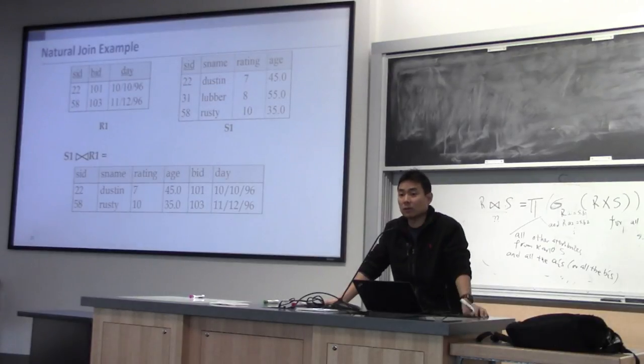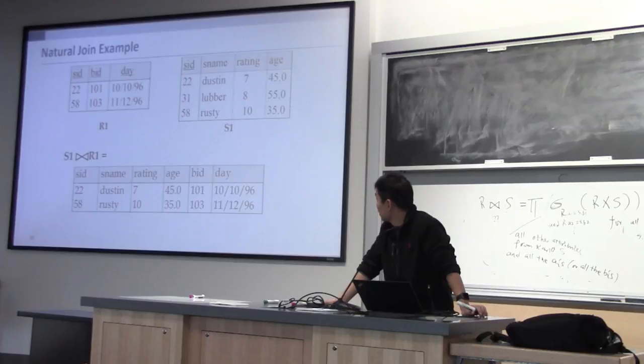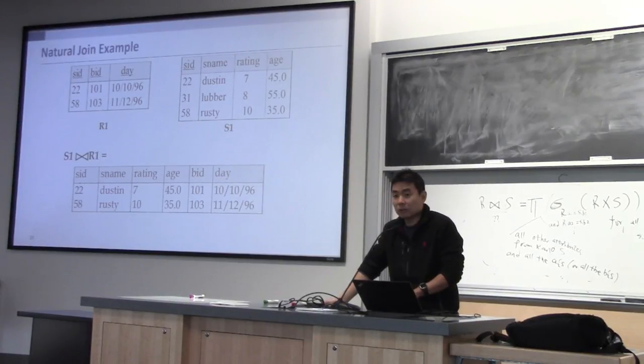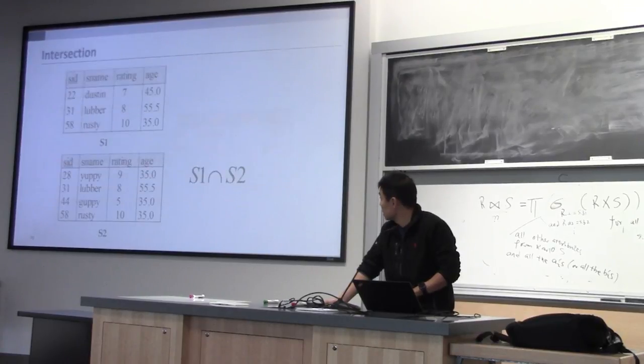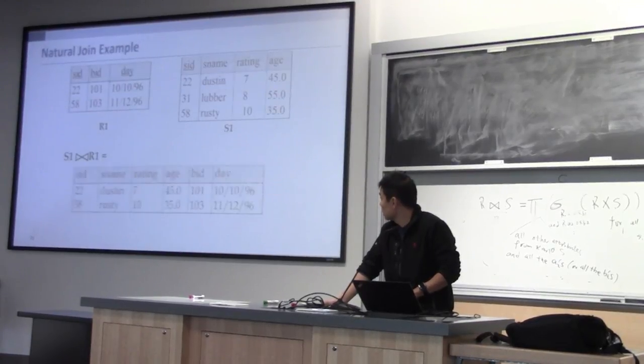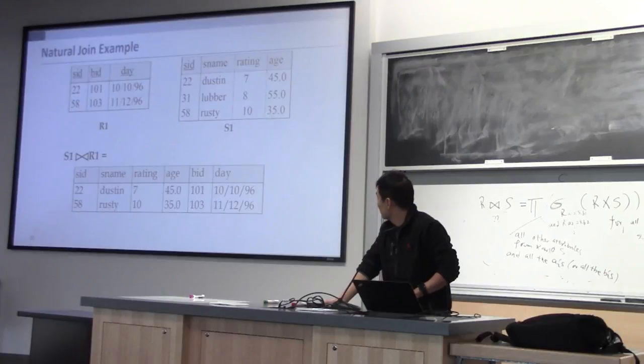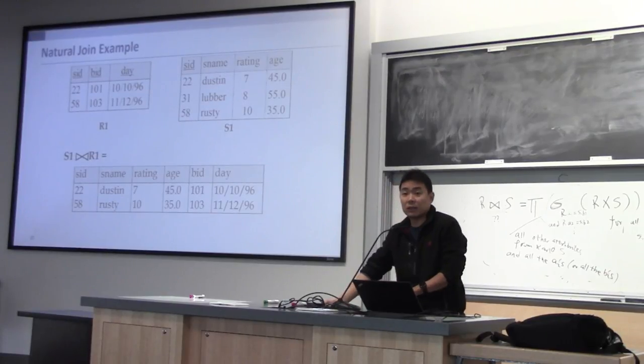Question? Just noticed that Lover got just eliminated. What? For 31, Lover, nice one. Can you, no, I don't follow you. Which got eliminated? Don't you want to keep that information for Lover? Lover, no, I don't. By definition, natural join, I don't.